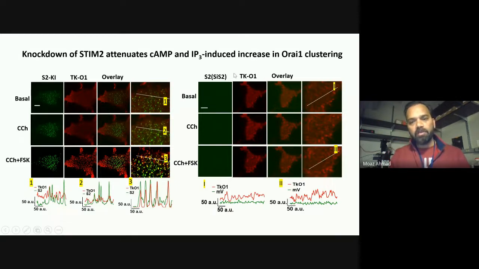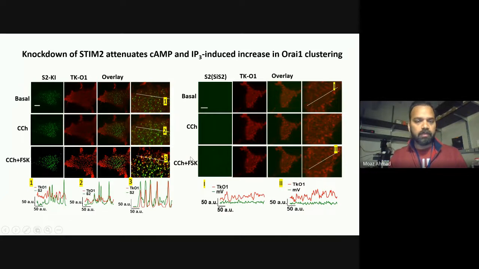And when we knock down Stim2 in the same experimental setup, you can see the Stim2 is gone because we used siRNA against Stim2, and in this condition, there is no cluster formation of ORAI1. So this suggests that Stim2 is playing a critical role in the synergistic condition.